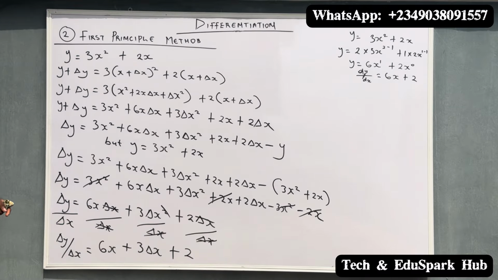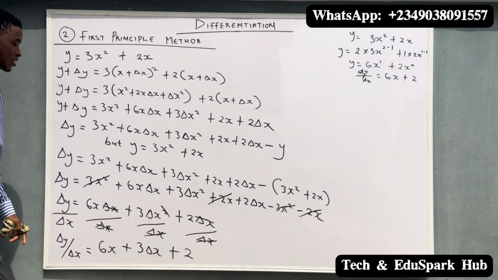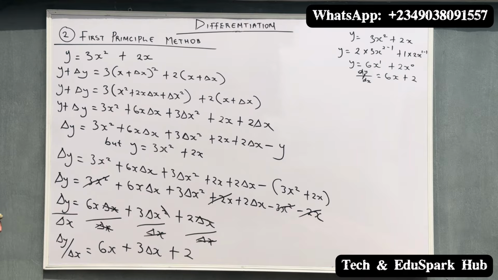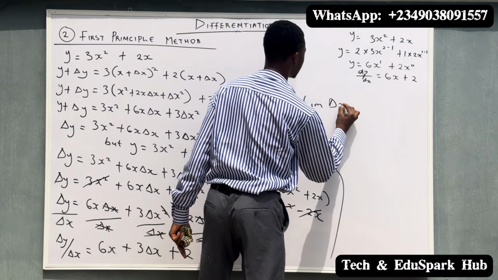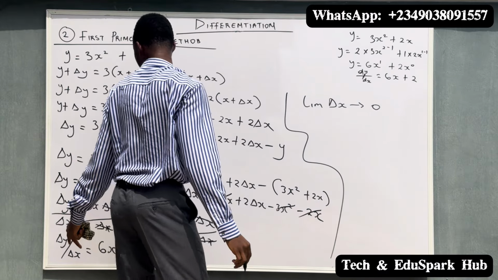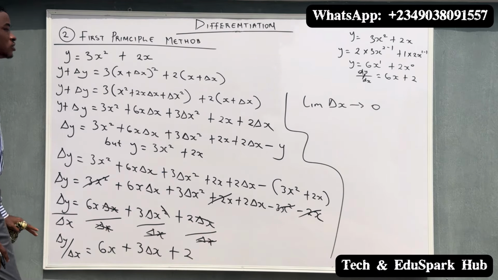So you can now see that when we solve, we are still having change in x in our final answer. So the last step to do is to limit change in x to 0. So we limit change in x to 0. So in this case, that means anywhere we see change in x, we are going to put 0. So this is how you solve the first principle method.